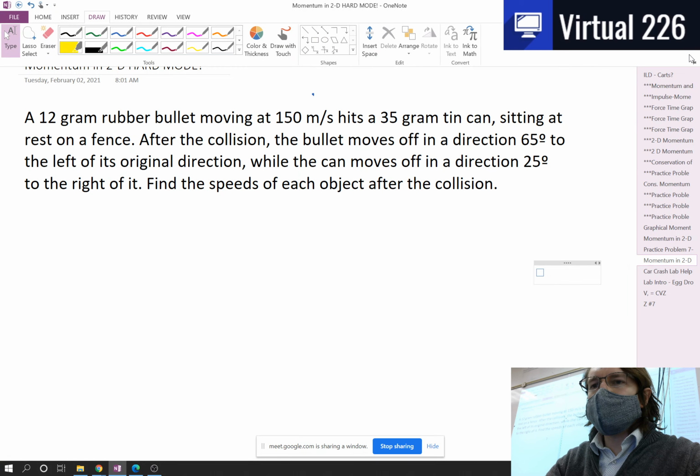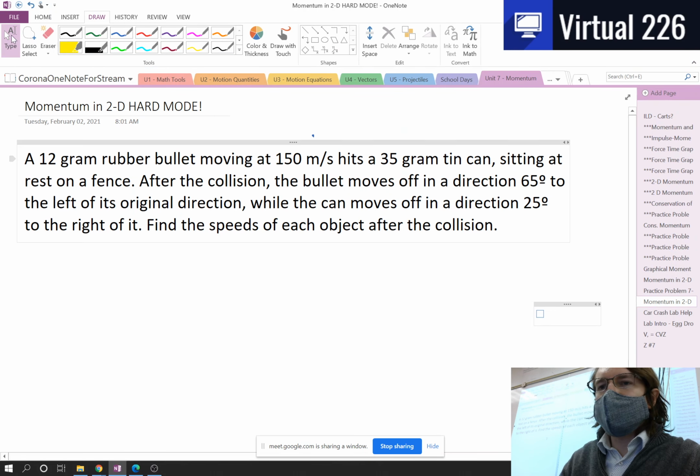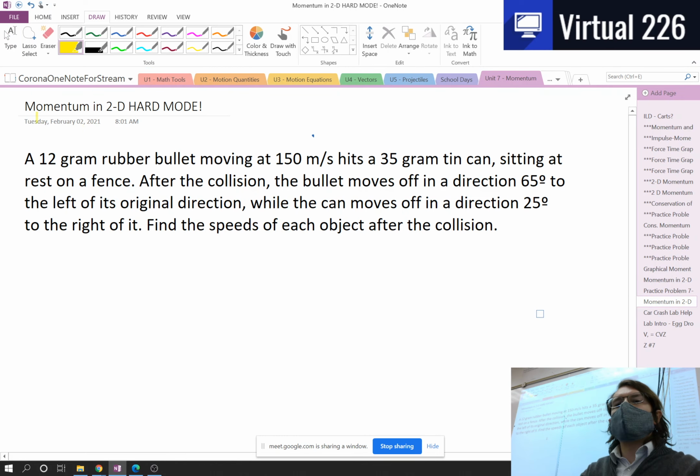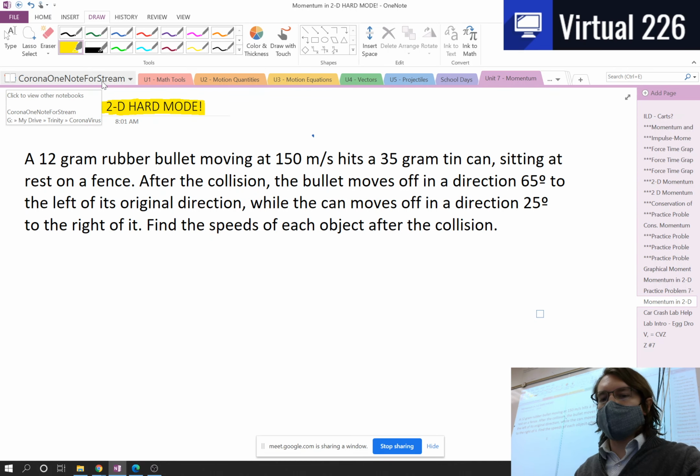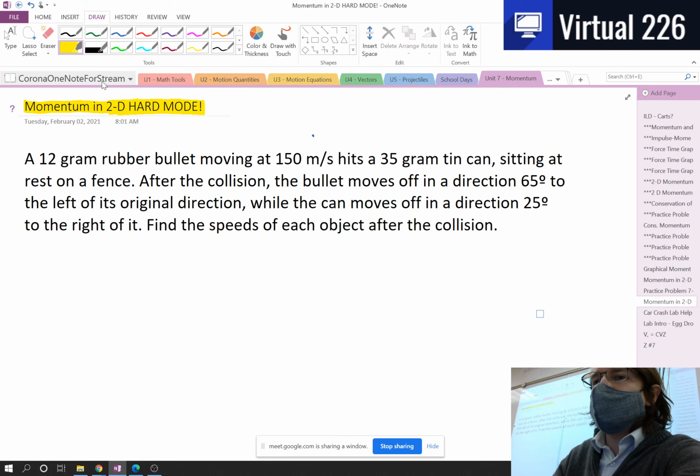Dun, dun, dun, 2D momentum once again. Okay, so we're looking at conservation of momentum again, like I said, but we're looking at it in 2 dimensions. And last time we did this, we had nice 90-degree triangles. We took a look at right triangles.